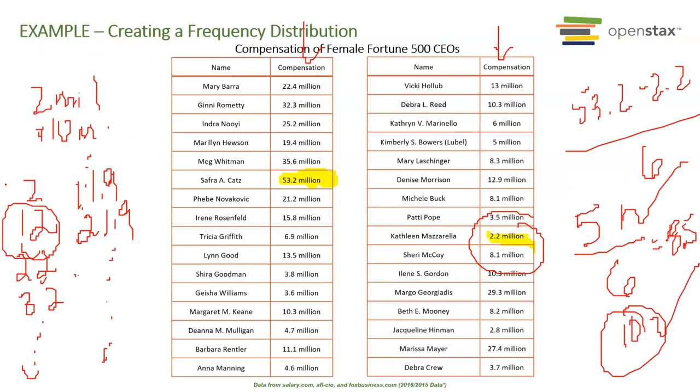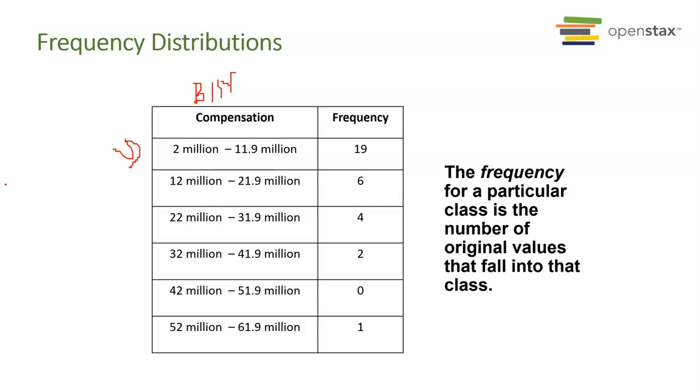Let's look at that one. So 32 million, here's one. And what was it, 41 something? Oh, here's another one. There you go. Those are the two. Those are the only two that fall in there, 1 and 2. And so that's my 2.